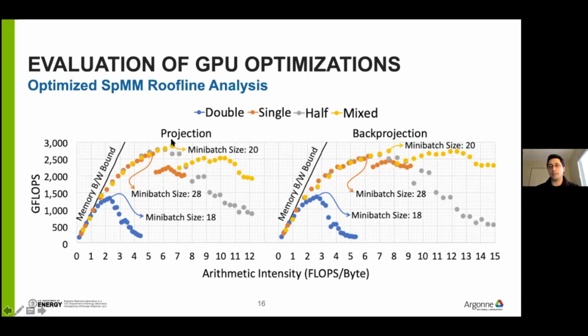After 20 sinograms, the computational throughput starts degrading. But for single precision and mixed, they are still in good shape. The double precision and half precision start dropping their performance after batching 20 sinograms together. And we see a similar behavior for the back projection too. Around a mini batch size of 20, we see the best throughput out of these cards. And for this experiment, we are focusing on the NVIDIA A100 card, which has 40 gigabytes of memory.